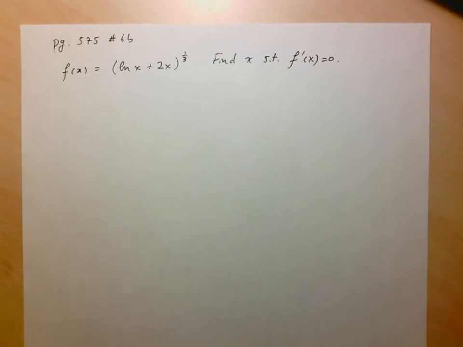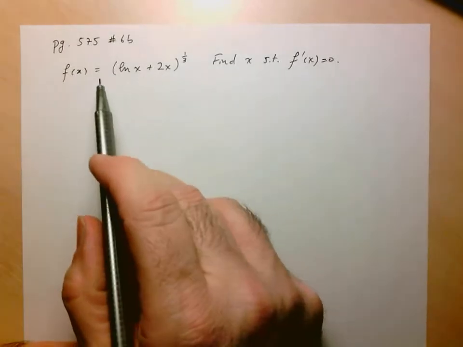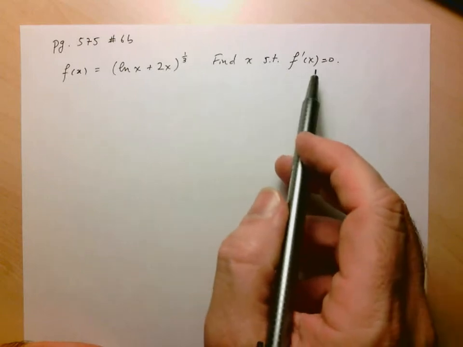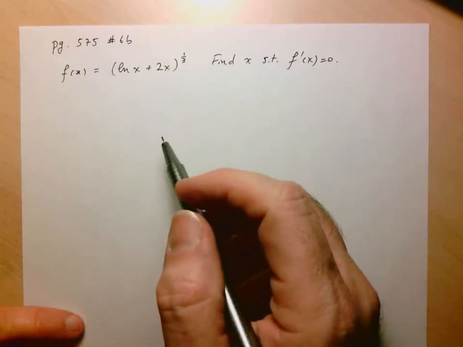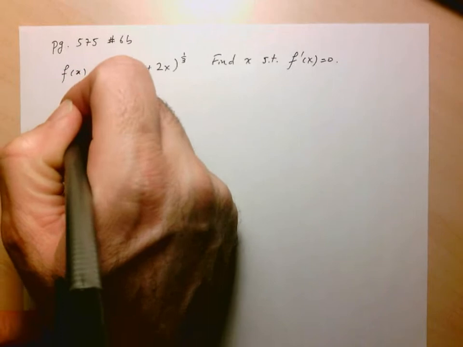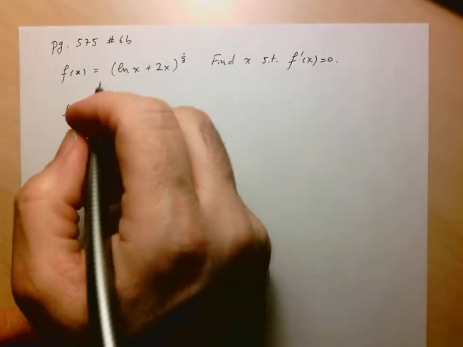Hi folks, we're taking a look at 6b on page 575. So what they're asking us to do is to determine when the derivative of this function is equal to 0. Okay, so first thing we'll do is take the derivative. Okay, so f prime at x here.